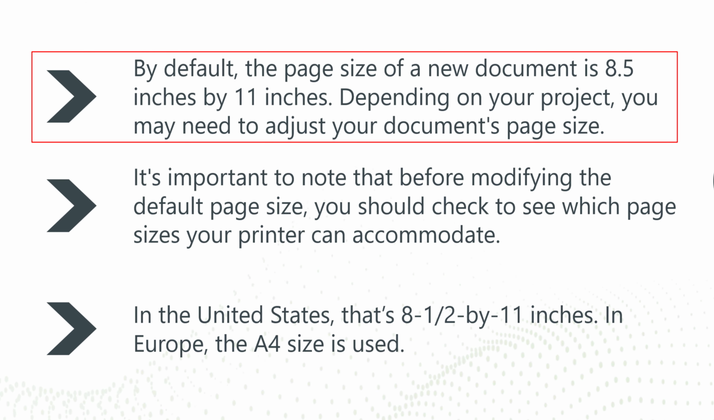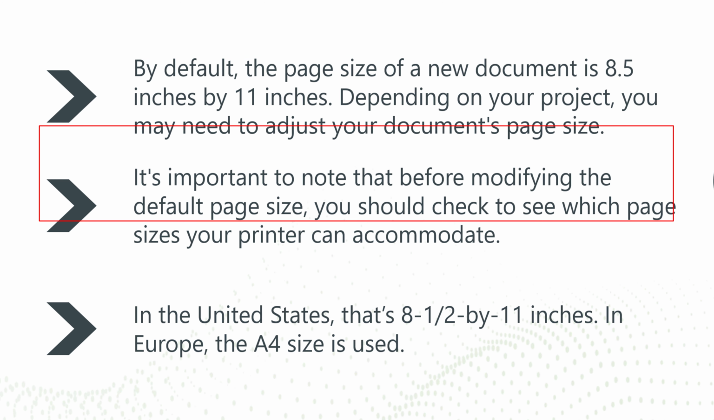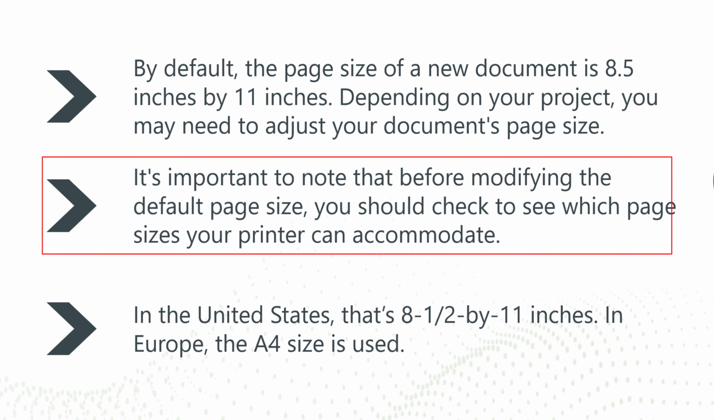By default, the page size of a new document is 8.5 by 11 inches, and depending upon your project, you may need to adjust your document page size. The most important thing to consider is that your printer needs to be able to accommodate the page size of the document that you select.